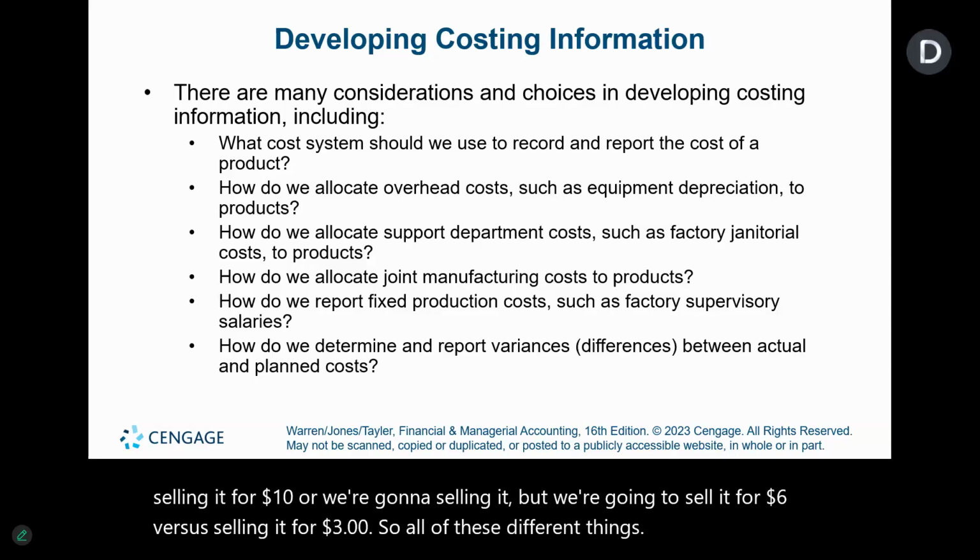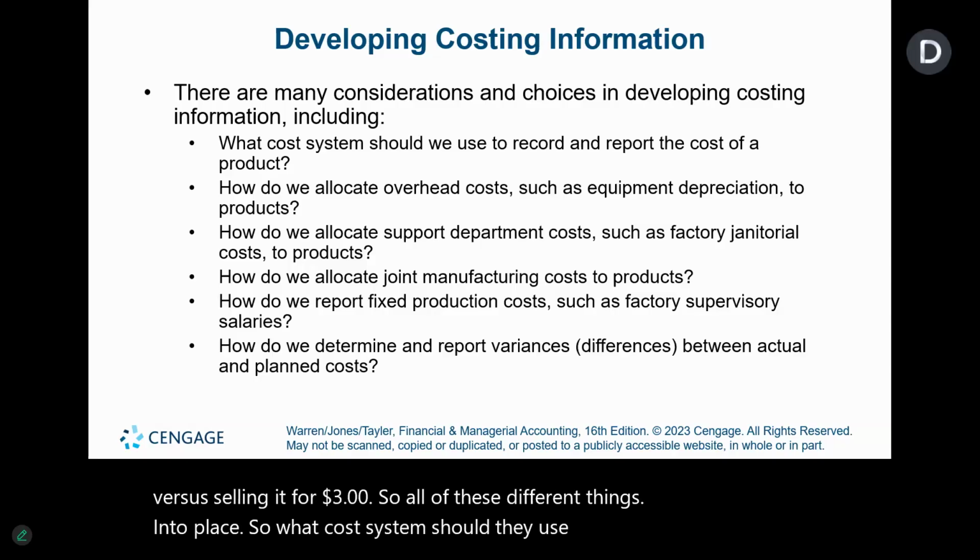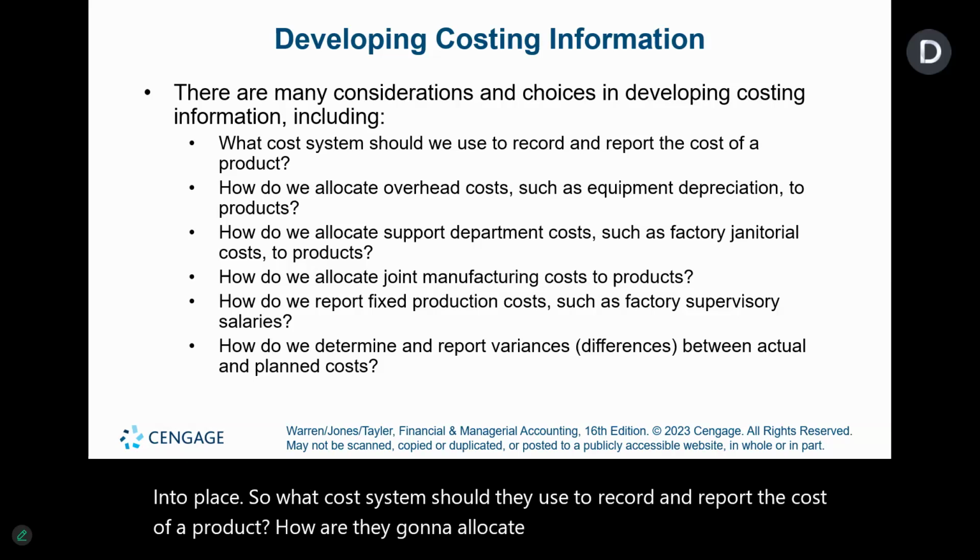What cost system should they use to record and report the cost of a product? How are they going to allocate overhead costs, such as equipment depreciation, to the products?